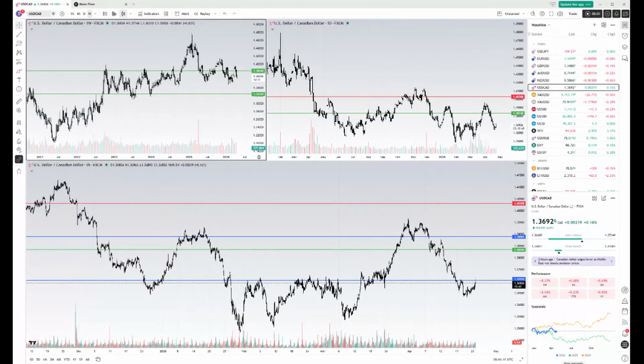Good evening, dear traders. That's a very interesting situation in the pair US dollar against Canadian dollar. The US dollar against the Canadian dollar remains under pressure with the downtrend still intact. Despite recent attempts to recover, the overall structure continues to favor sellers.